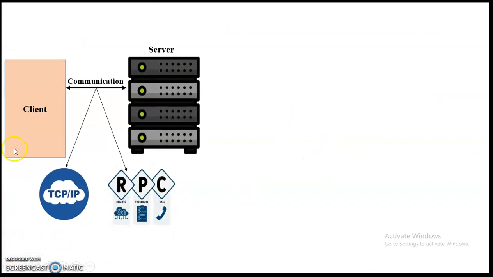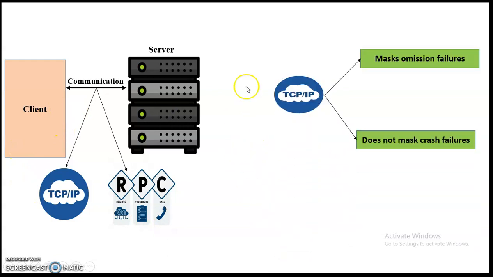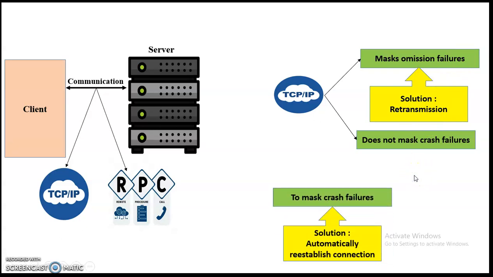Here, as I've told you earlier, the TCP/IP and RPC communication protocols are used in the communication between client and server in distributed systems. TCP/IP can mask the omission failures. However, it cannot mask the crash failures. The solution to omission failure is retransmission or sending an acknowledgement. But to mask crash failures, we can automatically re-establish the connection.